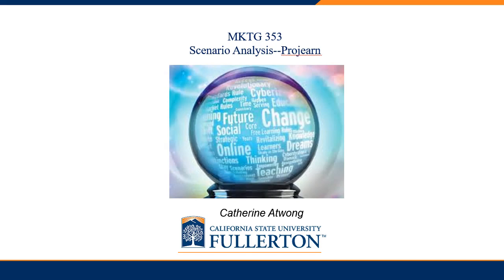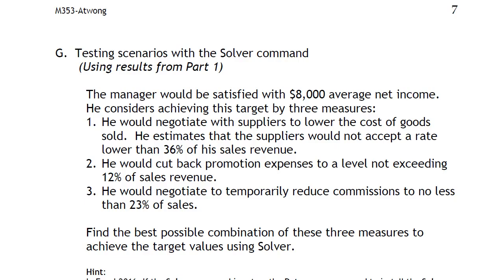Welcome back! In this video, we are going to conclude the ProJourn exercise with a scenario analysis of more than two changing variables. We can find the instruction for Part 2G on page 7 of our reading material. Here on page 7, we specifically need to be aware of the constraint of the different variables.